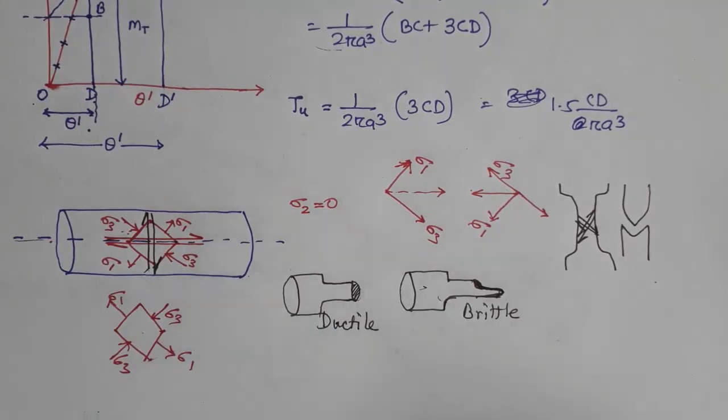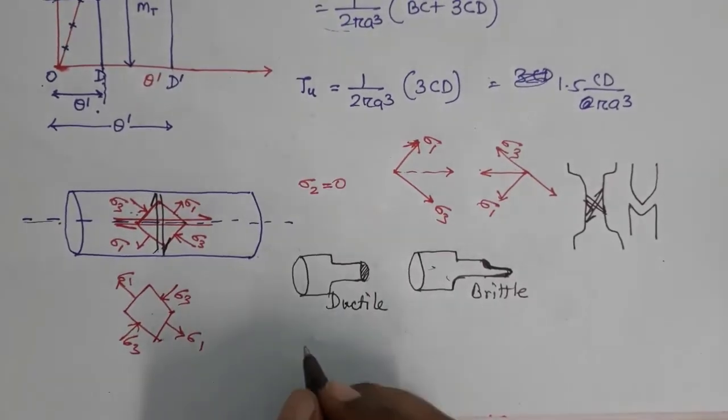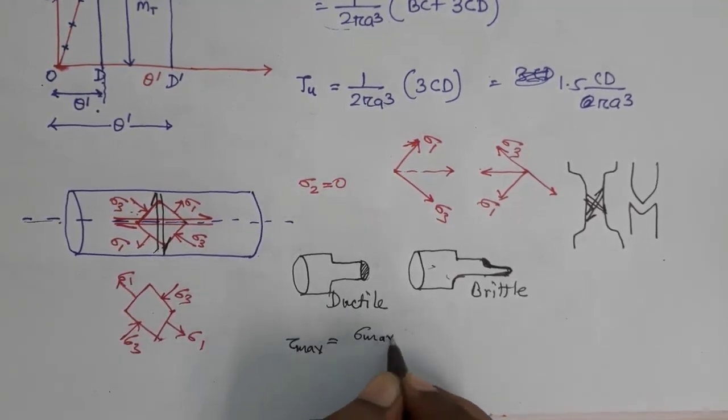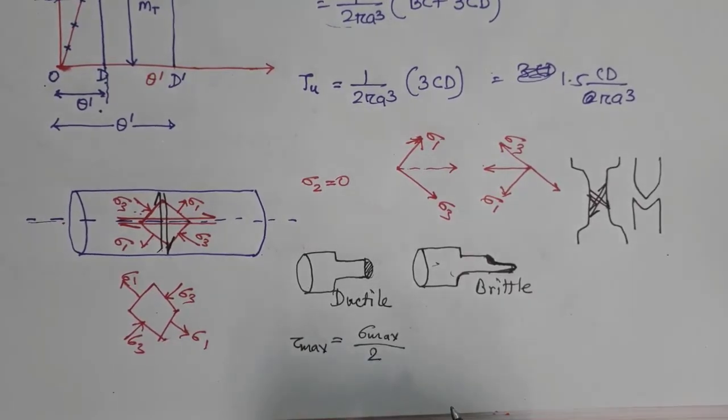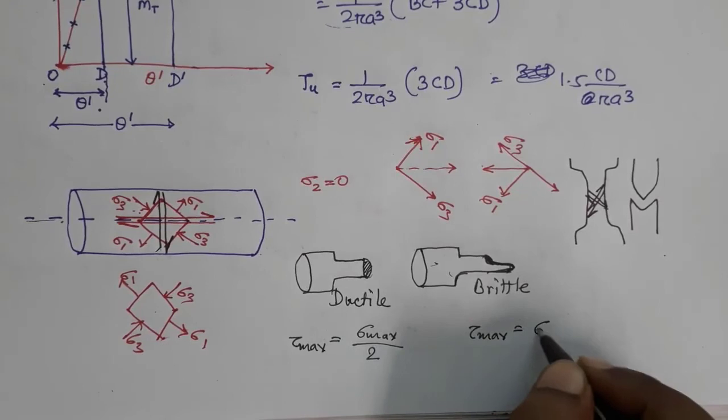Okay. So mostly this is all about the torsion stress, and there are certain differences between the torsion test and the tensile test. The most important difference is that in a tension test the maximum shear stress usually is half of the maximum normal stress you have. But in torsion you will have tau max equal to sigma max.